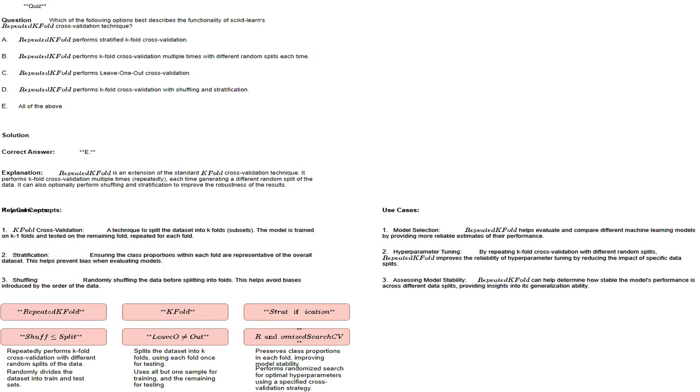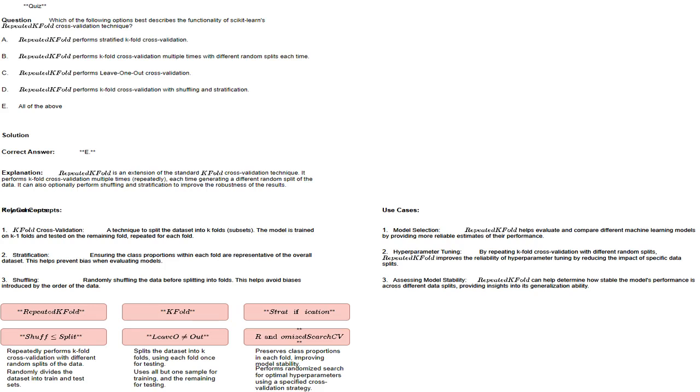B. Repeated k-fold performs k-fold cross-validation multiple times with different random splits each time. Repeated k-fold repeats the process of splitting the data into k-folds multiple times, each time with a different random shuffle. This helps to ensure that the model's performance is not overly influenced by a single random split. True.